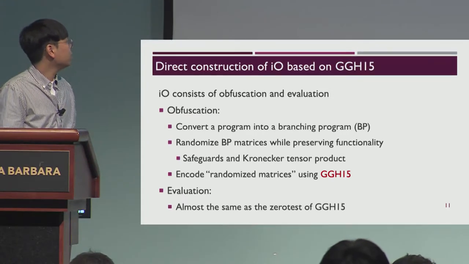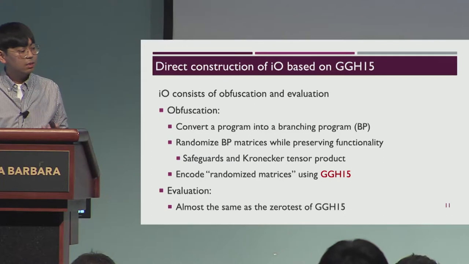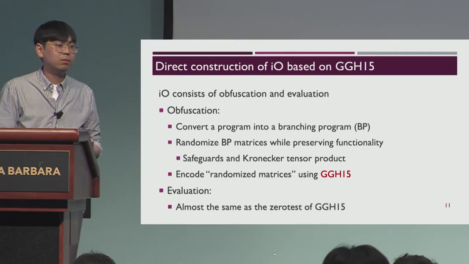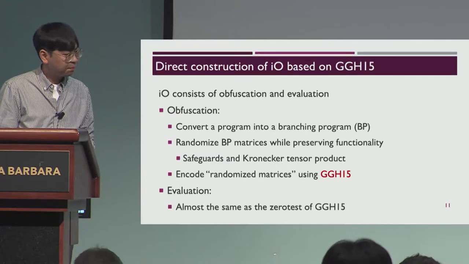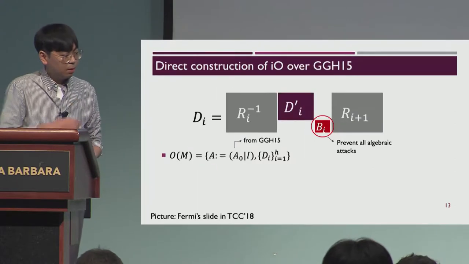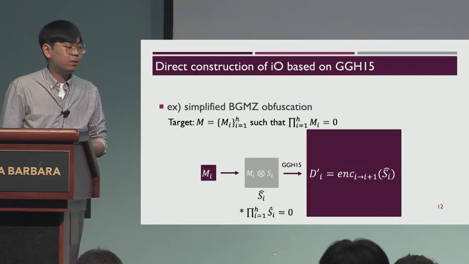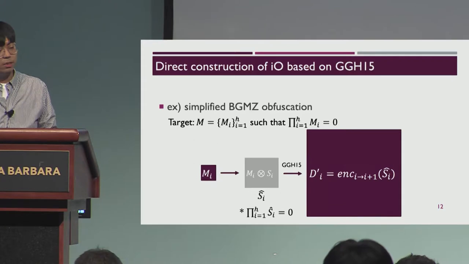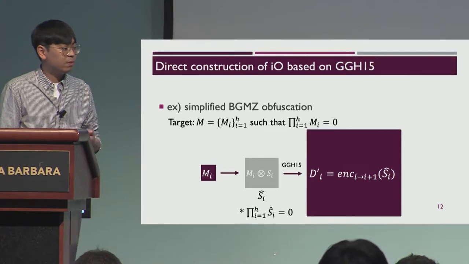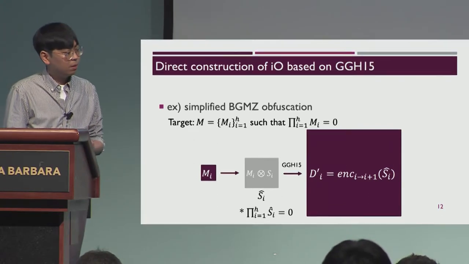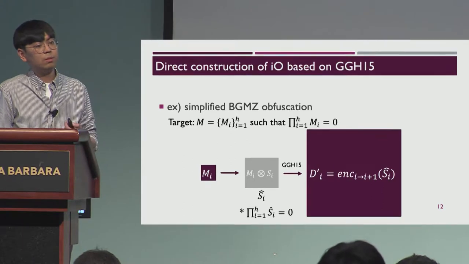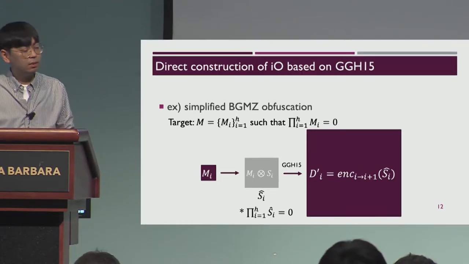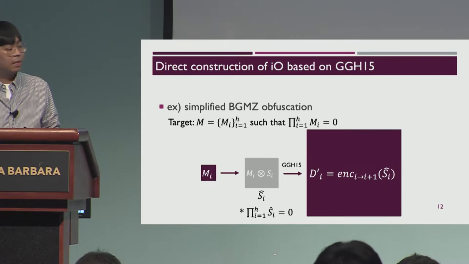Evaluation of obfuscation is simple. It is the same as the zero test of the GGH15 multilinear map. As an example, we introduce simplified BGMG obfuscation. Our target program is a set of matrices M_i, which always output zero. So we'll skip the subscript related to input x.